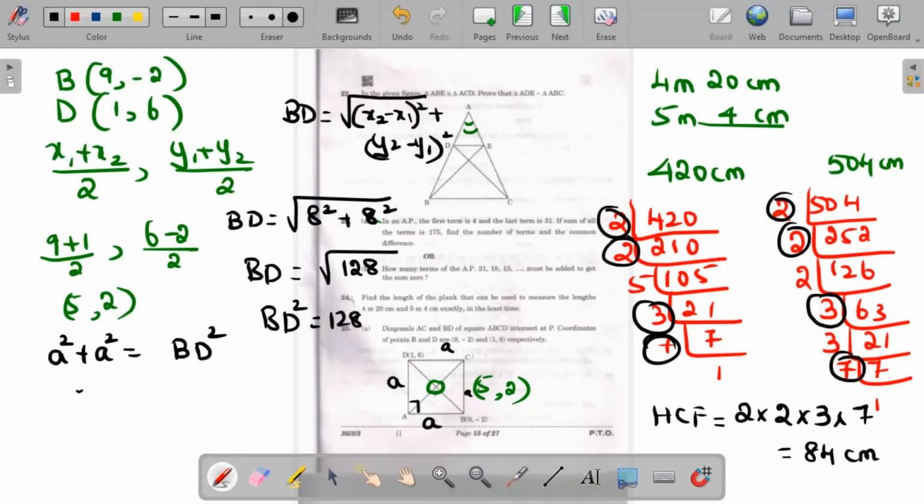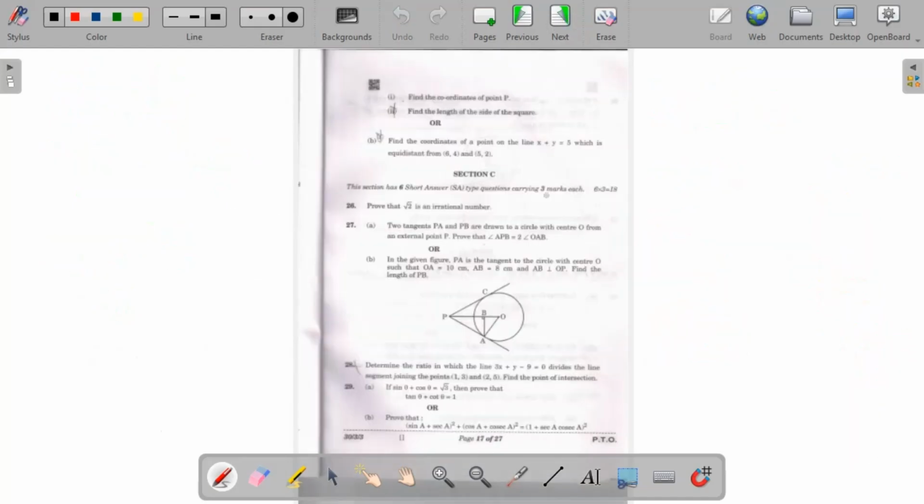which means BD square is 128. Substitute here. So 2a square is equal to 128. a square is equal to 64, which means a is equal to 8. So the length of the square is going to be equal to 8. Close that out. Now let's move on to the next question.